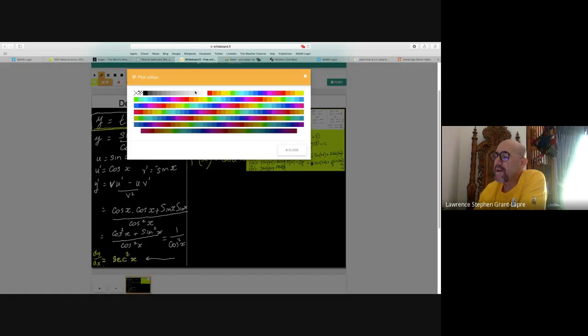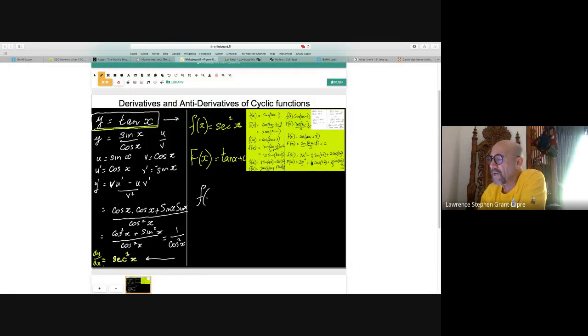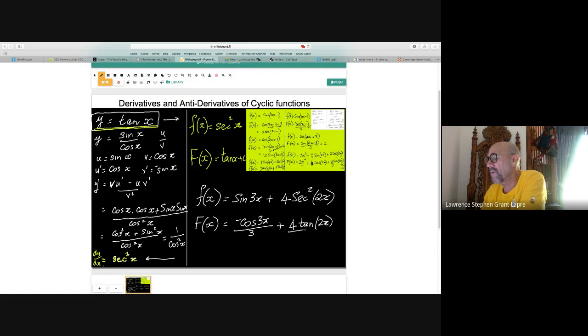So if you have an equation which says the function of x equals sine 3x plus 4 sec squared 2x, well, if you want the primitive of this, the primitive of sine is negative cos. Don't change that. And then divide by the derivative of that, so divide by 3, plus. And the integral or the antiderivative of sec squared is tan, so that would become 4 tan 2x, and divide by the derivative of that, which is 2, plus c.